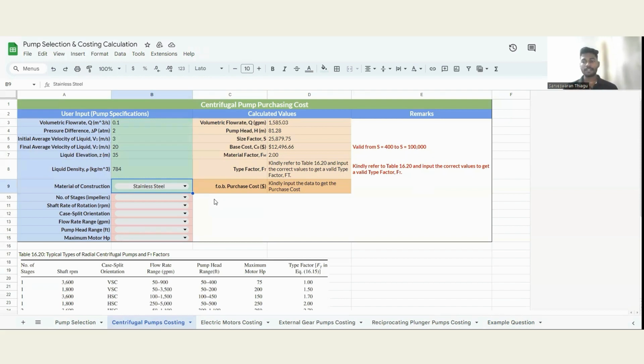Horizontal split case pumps are often used in applications where space is not limited and maintenance accessibility is important, while the VSC pumps are commonly used in industrial and municipal applications where space constraints or installation requirements dictate a vertical orientation. So in this case, we select the HSC.